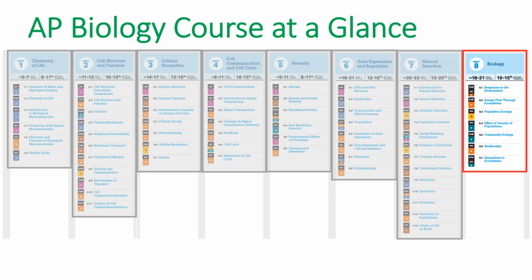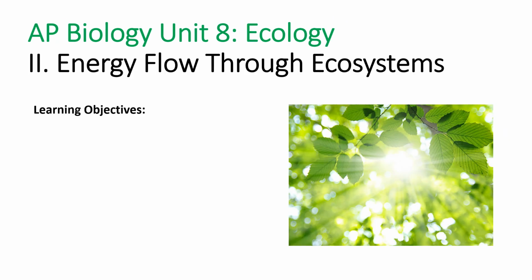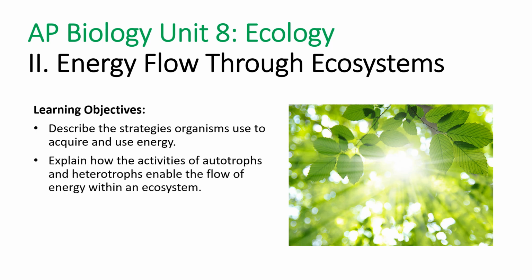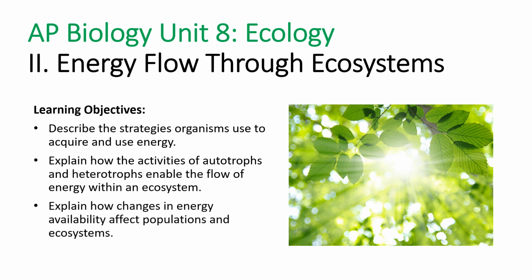In the second lesson of Unit 8, we will take a look at energy flow through ecosystems. We have three basic learning objectives for this lesson. First, we want to be able to describe the strategies organisms use to acquire energy and use energy. Secondly, we want to be able to explain how the activities of autotrophs and heterotrophs enable the flow of energy within an ecosystem. And then explain how changes in energy availability affect populations and ecosystems.